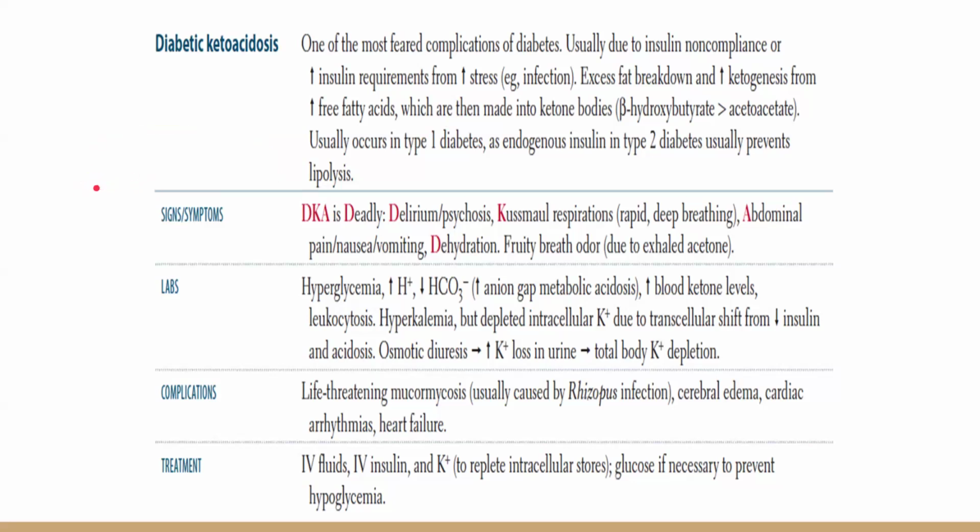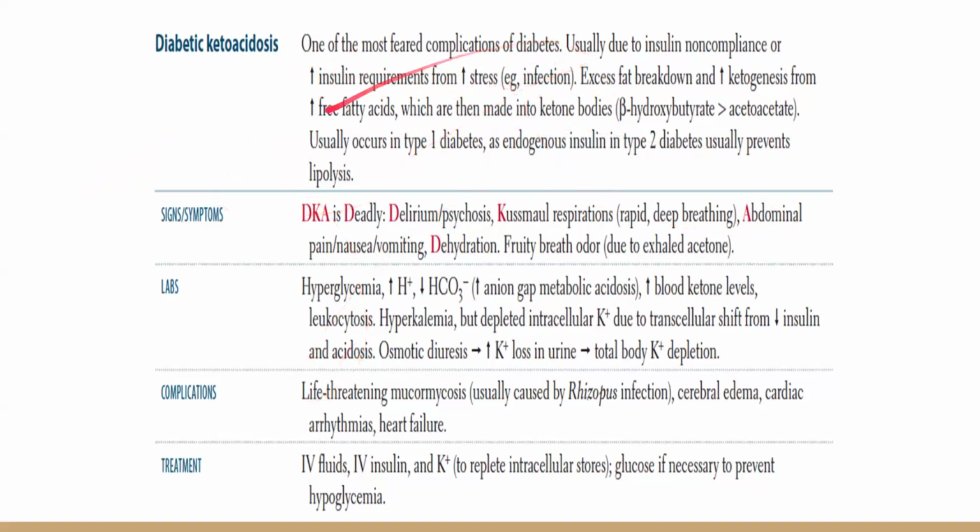So the patient is like a 6-year-old child or something, maybe a bit older, and he or she has increased stress due to, for example, an infection. He had a fever or something. So this will cause increased insulin requirements because now you want to moderate the blood glucose levels.